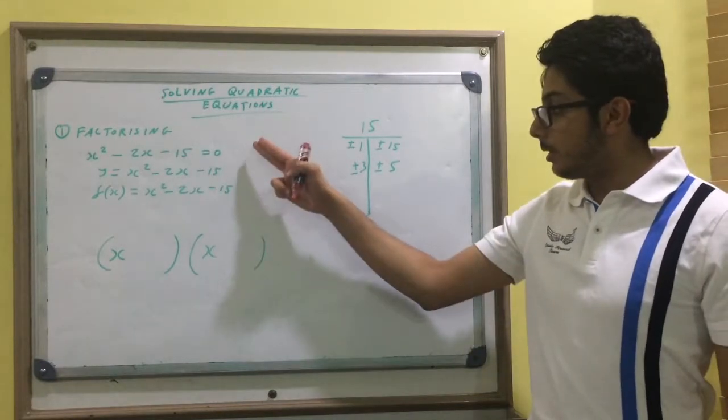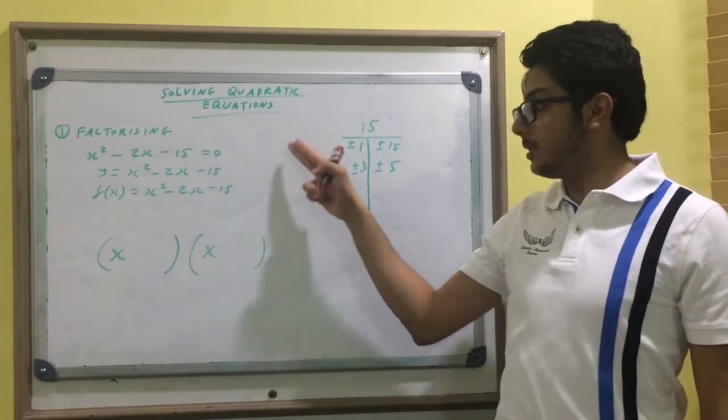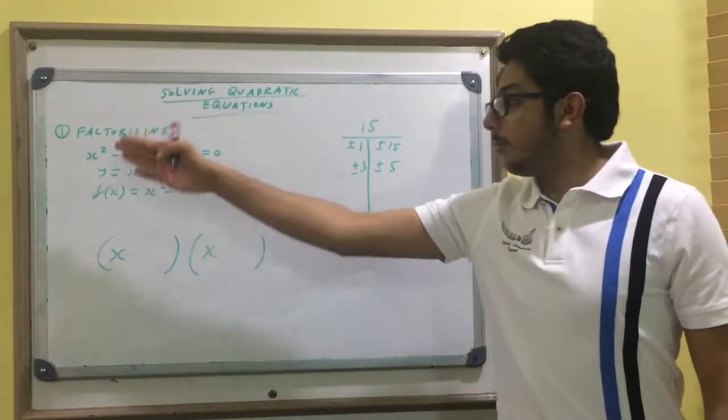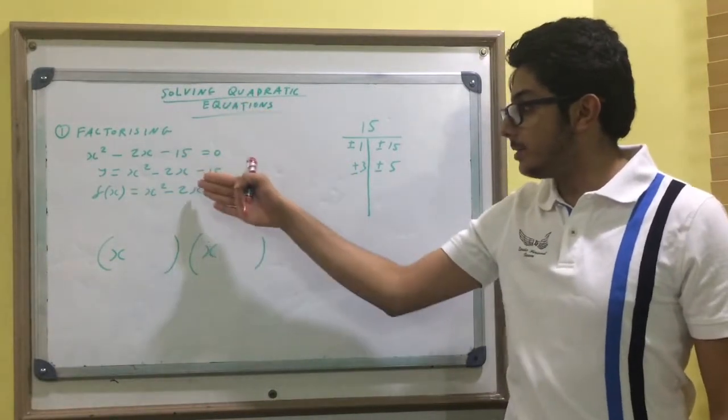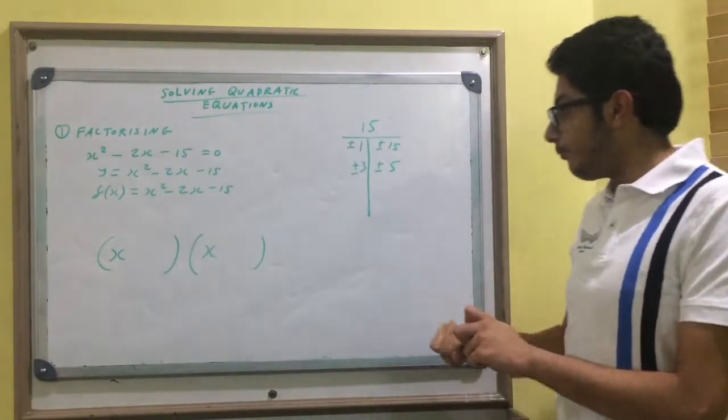Now, the first method is by factorizing. So here we have a quadratic equation, x squared minus 2x minus 15 is 0. You have many different notations, some of which may look like these, but they all mean the same thing.